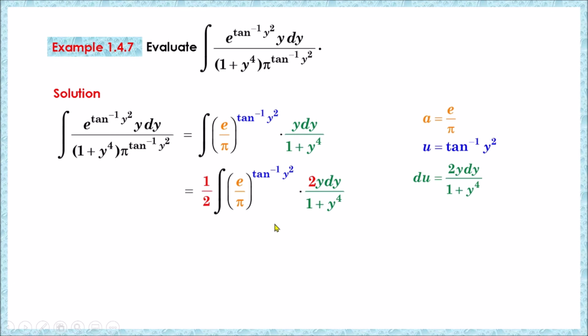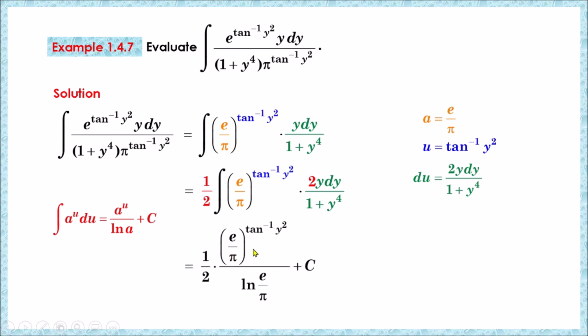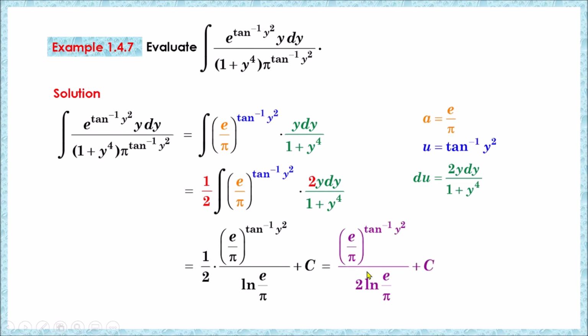This integral now takes the form of integral of a to the u du. So hence we have 1/2 integral of a to the u du, and that is equal to 1/2 times a to the u over ln a plus c, or that is e over pi raised to, our u is inverse tangent y squared, over 2 ln of e over pi plus c.